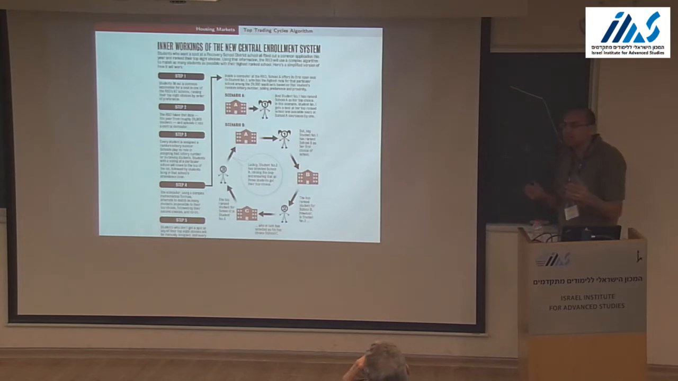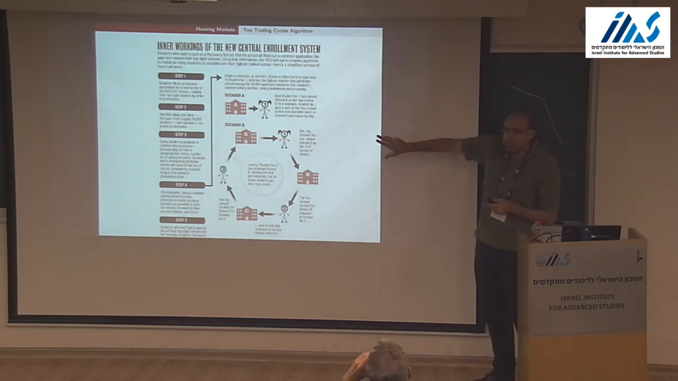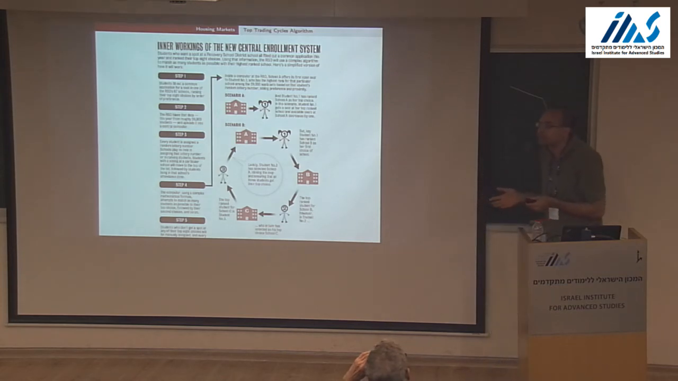Okay, so in the actual allocation system, we implement this cycle. In the case of school assignment, schools have more than one seat. So suppose school A had 10 seats. If we find a cycle like this, we would reduce the capacity of A by one, and we would just continue. Yeah. Question?